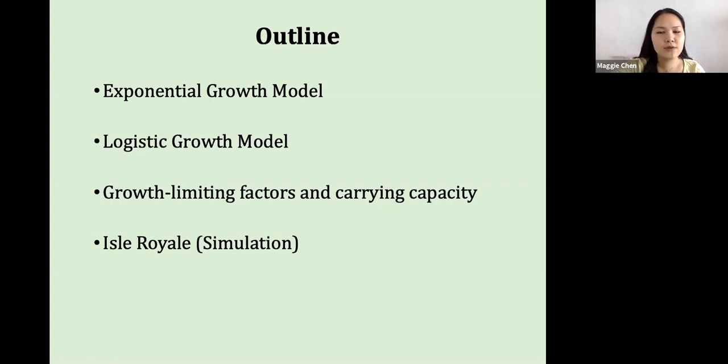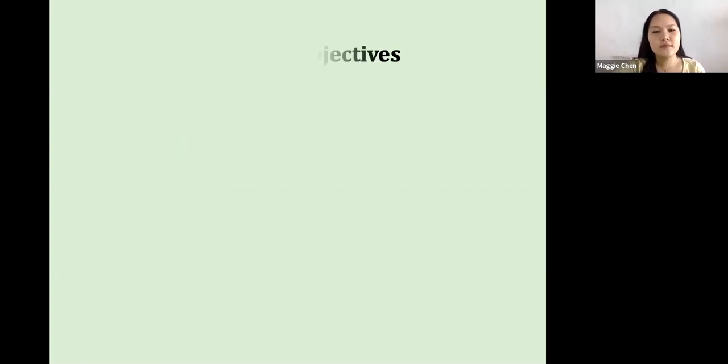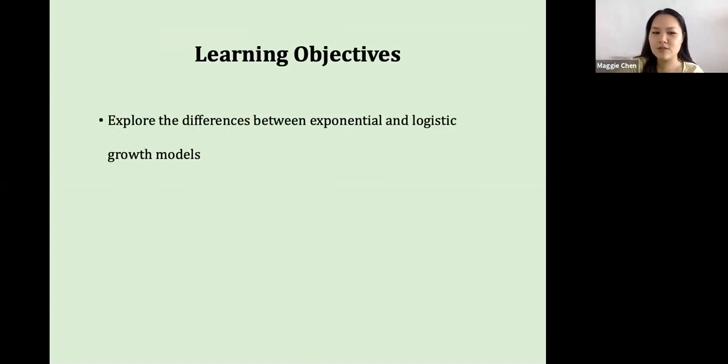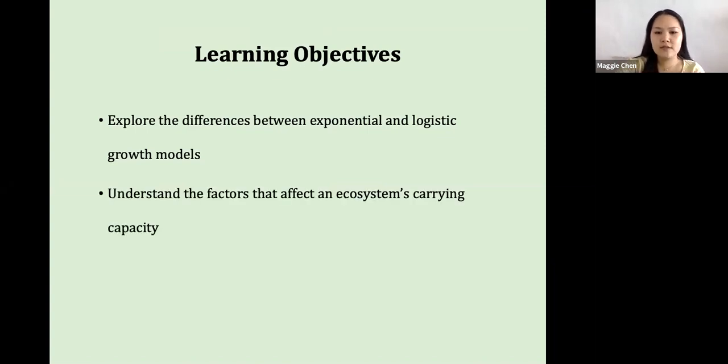But first, going over some learning objectives for today, we're going to explore the differences between exponential and logistic growth models. What does that mean in terms of population ecology, and species as they grow, and understand the factors that affect an ecosystem's carrying capacity. So what does carrying capacity mean, and what can limit their growth?